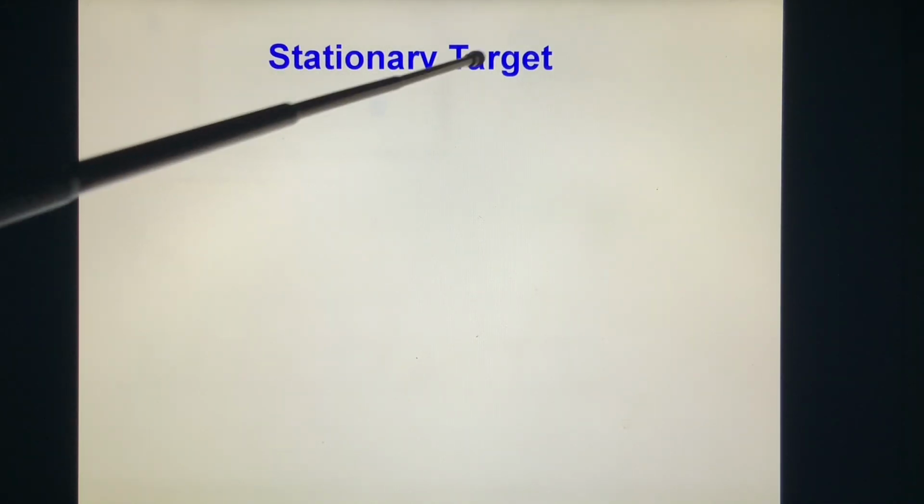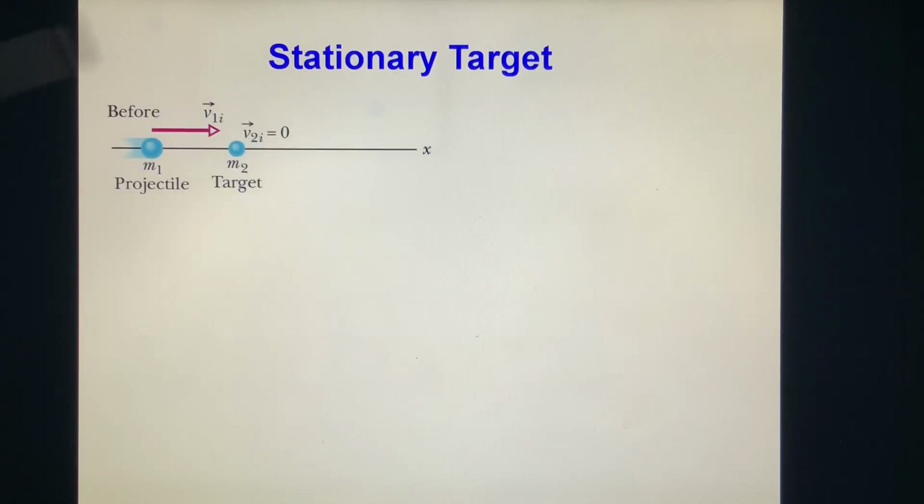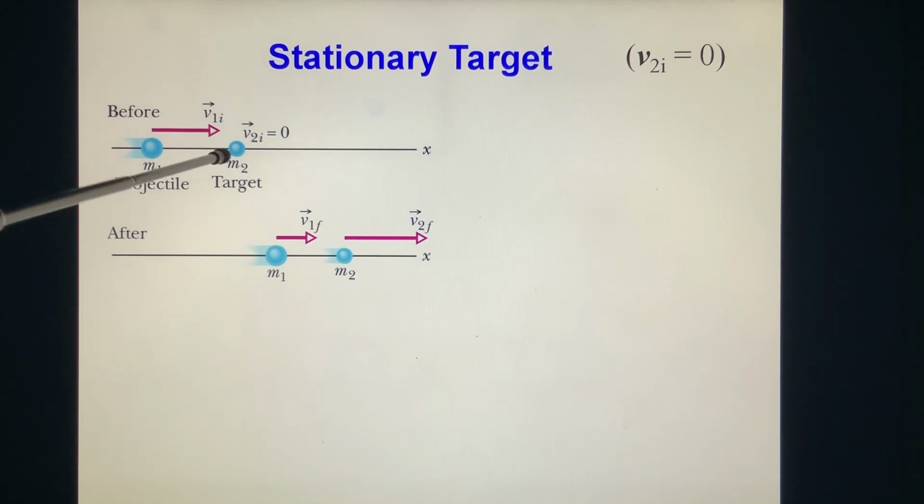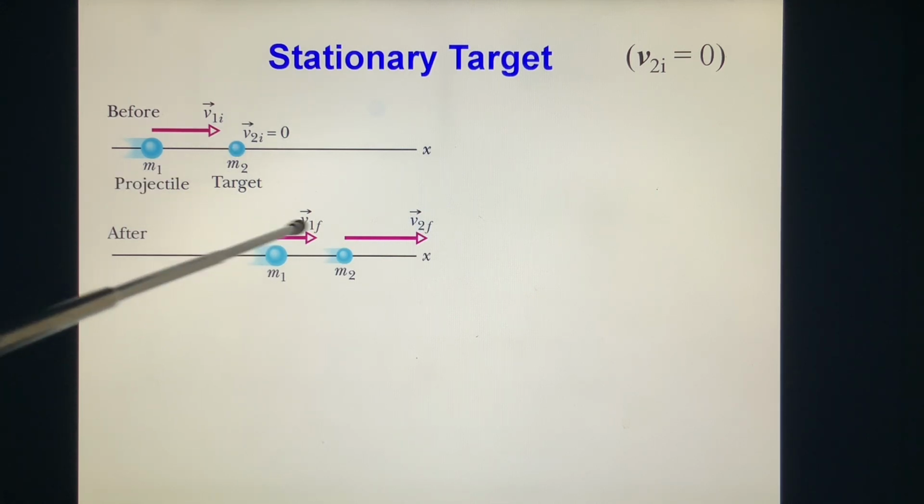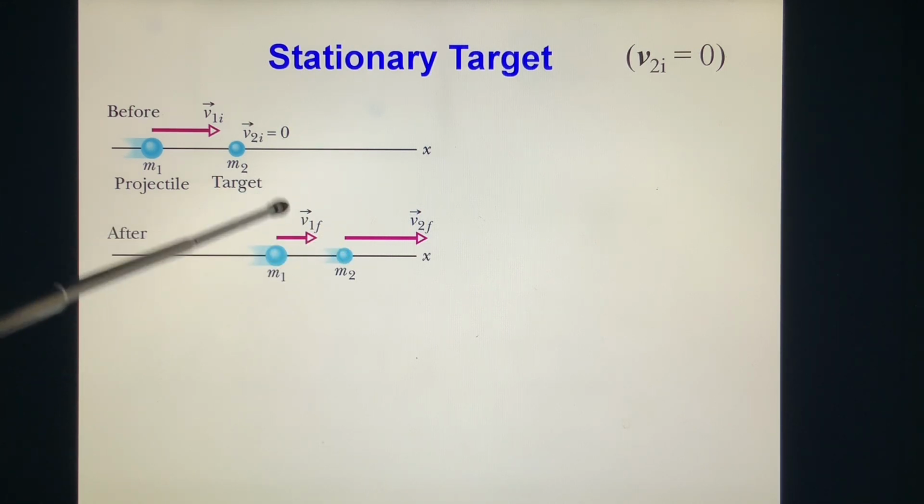Look at the stationary target. The second target is stationary, v2 initial is 0, and the first body approaches with v1 initial. Now, after the hit, we still assume this one moves forward. It can move back, but we assume it moves forward. Then we write the equation. If we find the answer is a negative number, that means the real motion is going back.